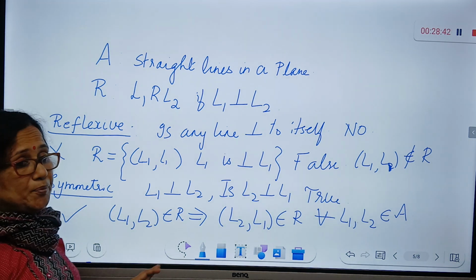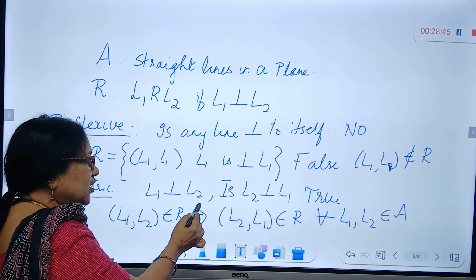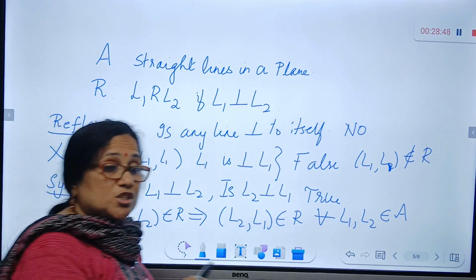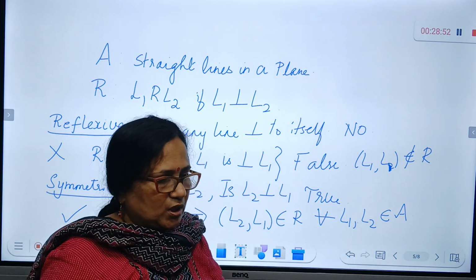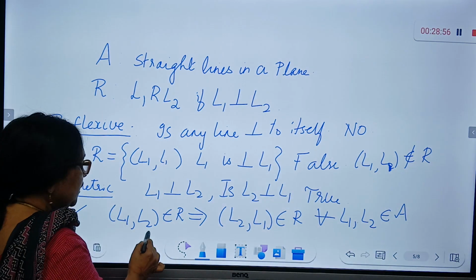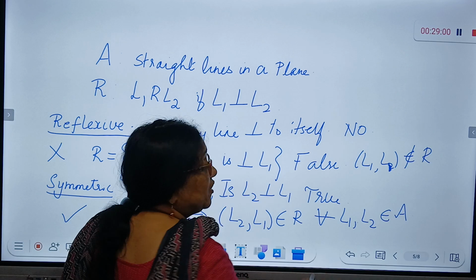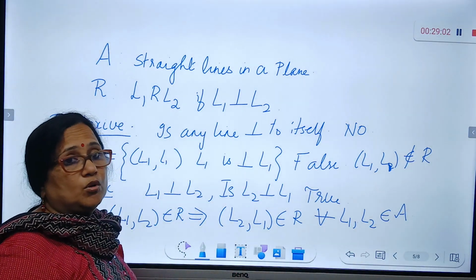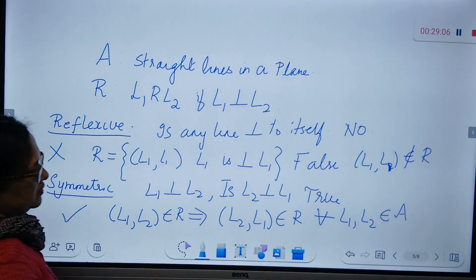Now, perpendicularity, is it symmetric? If L1 is perpendicular to L2, does it mean L2 is perpendicular to L1? Yes, it's a true statement, right? If one is perpendicular to the other, the other is also perpendicular to the first one. So, L1, L2 belongs to R implies L2, L1 belongs to R for every choice of L1 and L2 coming from A. Therefore, it is symmetric.